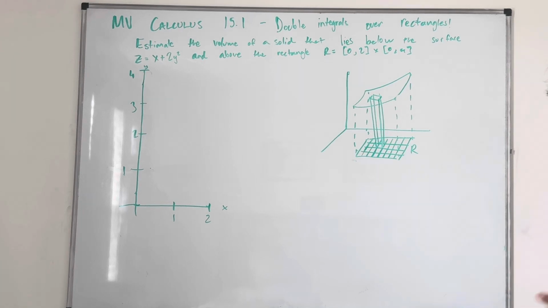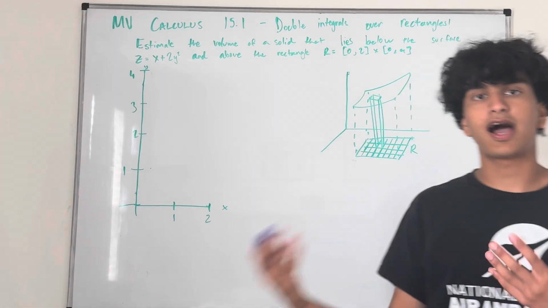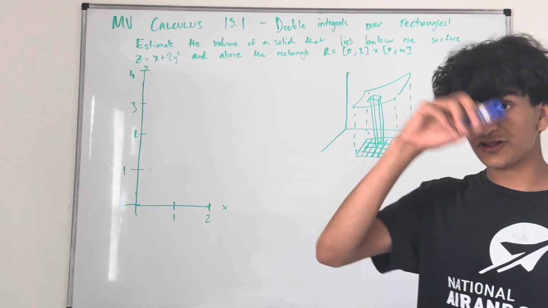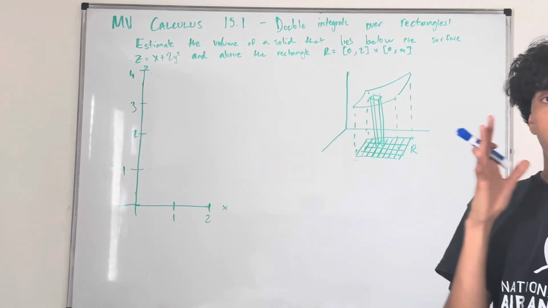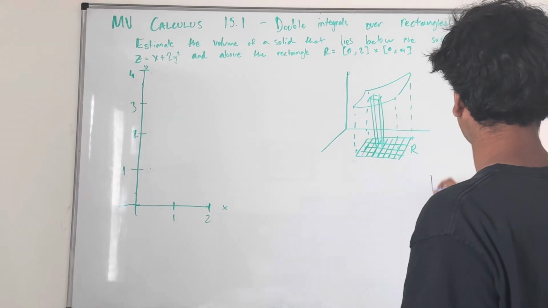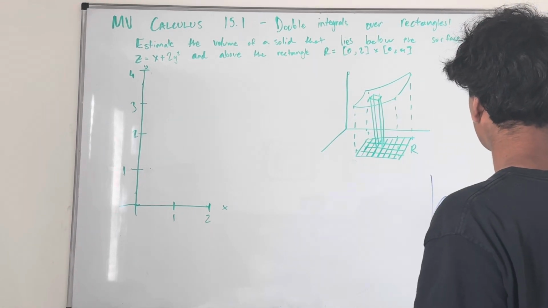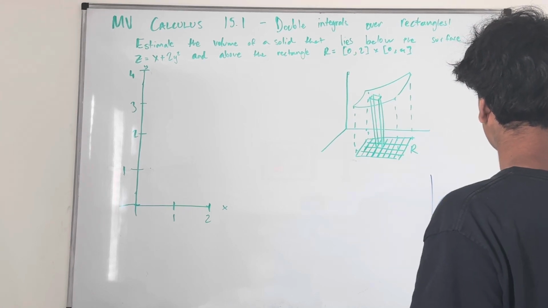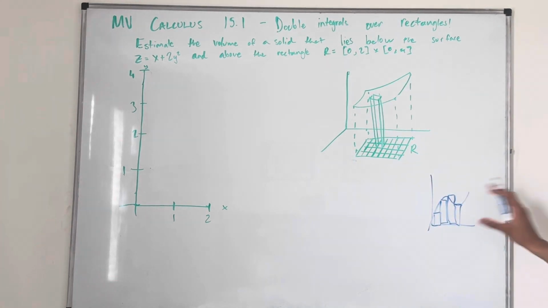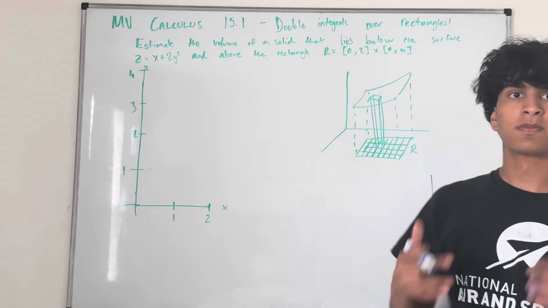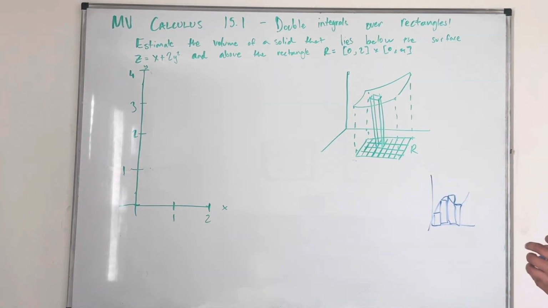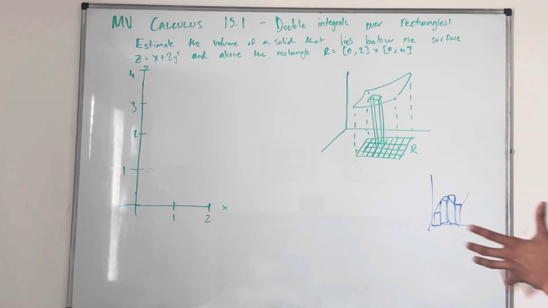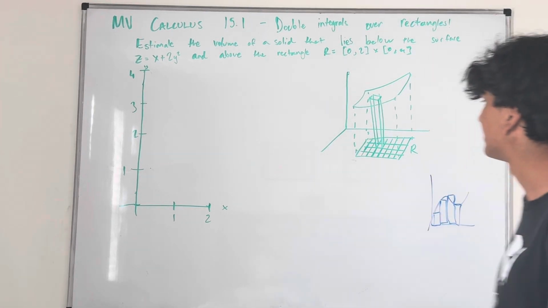The way you would go about doing that, at least to get an estimate, is just like with regular integrals, where we split up the area underneath a curve into rectangles. I'll just draw it out really quickly. If we split up the area into these rectangles, then we could use a sum to get an estimate for what the actual area is. We're going to do something very similar, but this time with these rectangular prisms that extend upwards.